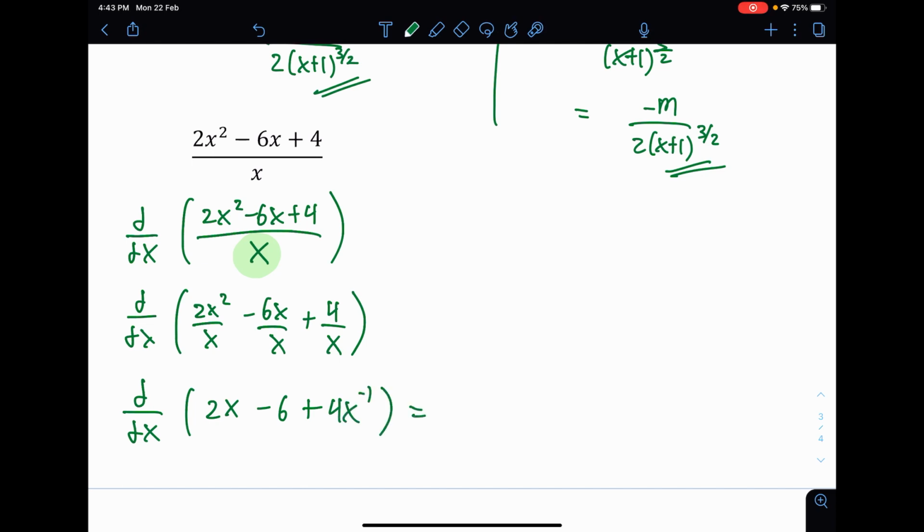And then I differentiate it. 2 minus 0 minus 4x to the power of negative 2. So then I get 2 minus 4 over x squared. Nice. That's all for the example.